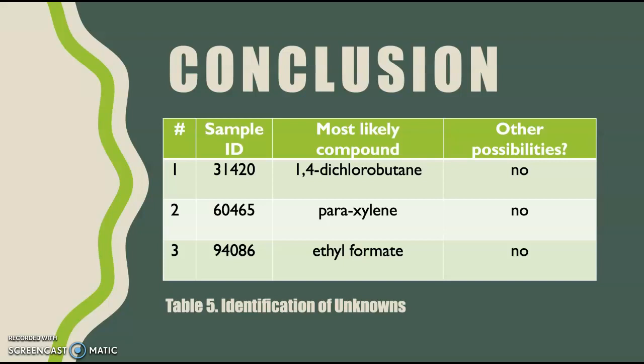I would say 1,4-dichlorobutane is the most overall risk because of its hazards. However, ethyl formate can cause worse health effects than 1,4-dichlorobutane and paraxylene. However, paraxylene does cause reproductive effects.